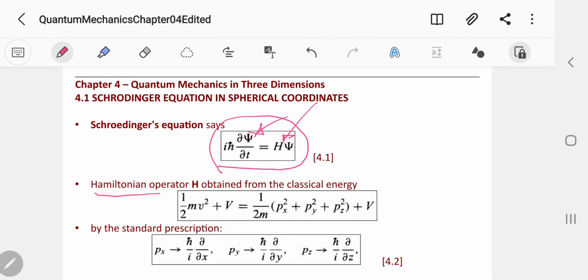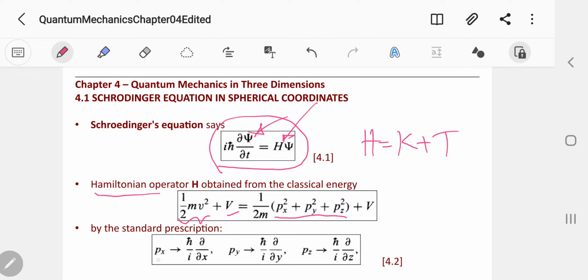The Hamiltonian operator H is just taken from the classical total energy, H equal to kinetic energy plus potential energy. This is the kinetic energy and this is the potential. The kinetic energy could be written in terms of momentum, and in quantum mechanics the momentum is prescribed as a first order differential with respect to a coordinate.